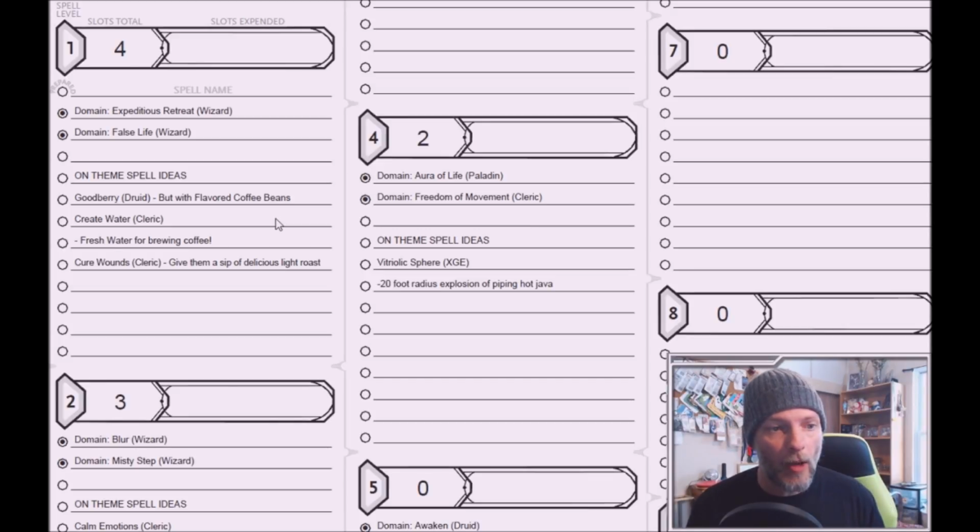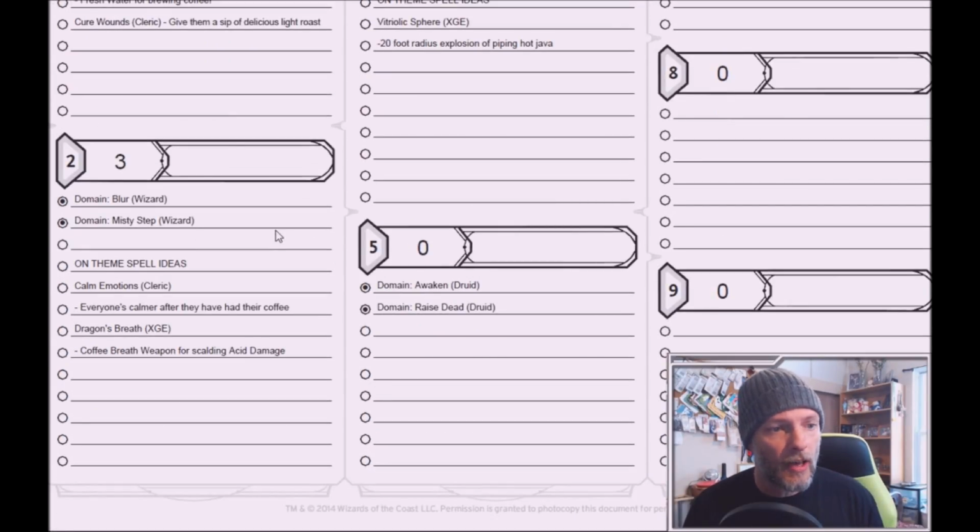We can have Create Water. Again, we're going to need fresh water to brew coffee every morning. And Cure Wounds as a cleric. Instead of just laying on hands to cure some hit points, maybe we give them a sip of some delicious light roast.